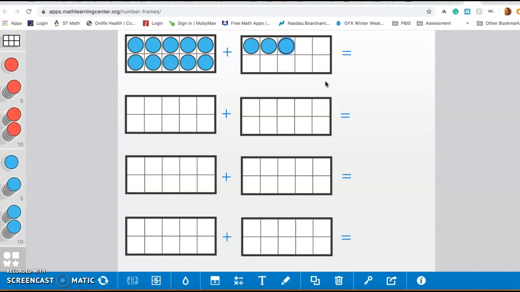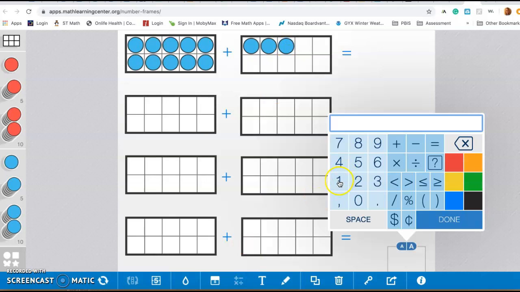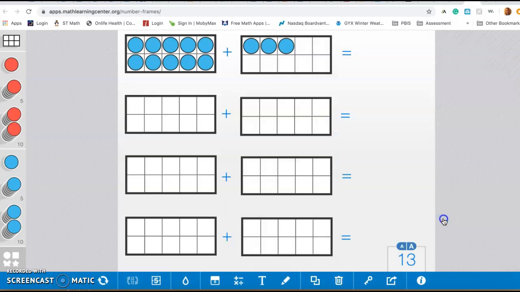What do you think? What do you think the answer is? Well, I know here that I have a full 10 frame filled in, so that means that I have 10 blueberries. 1, 2, 3, 4, 5, 6, 7, 8, 9, 10. And then Sal has more, so 11, 12, 13. So the answer I'm going to put is that Sal and her mom had collected 13 blueberries. Did you get 13 blueberries? If you did, very good job.